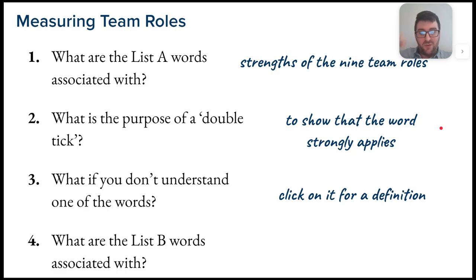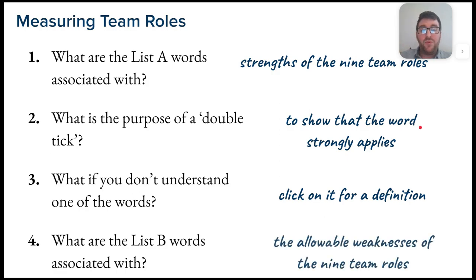And then they have list B, which are allowable weaknesses of the 9 team roles. So these should be ticked as well. And the observer should not tick more words on list B than list A. Even if they don't like this team member, they don't think they're very good, they can't give them more weaknesses than they do strengths. So if they only choose to tick 6 strengths, they can only tick 6 weaknesses.